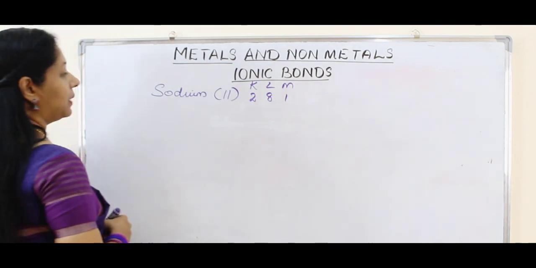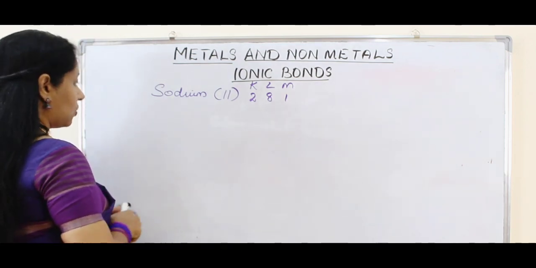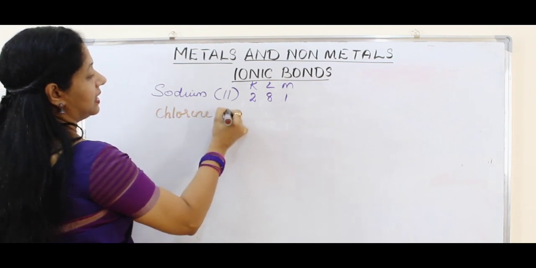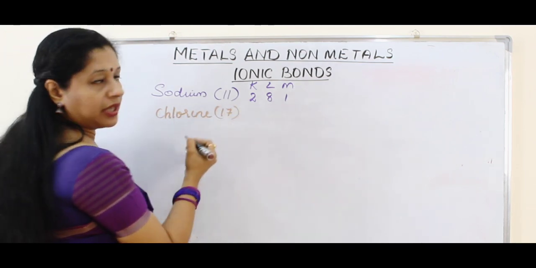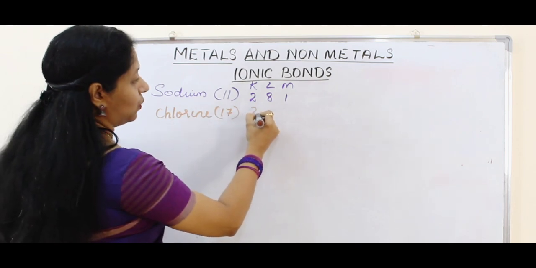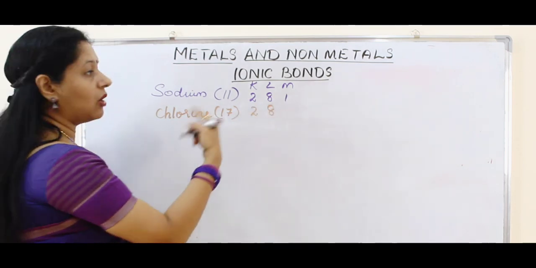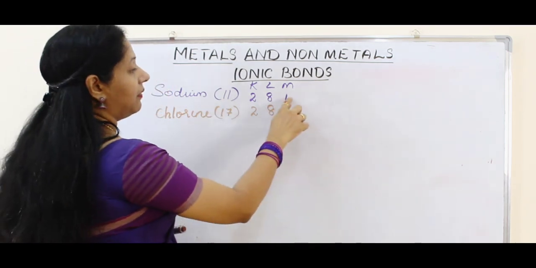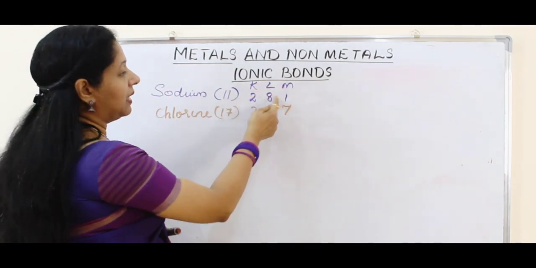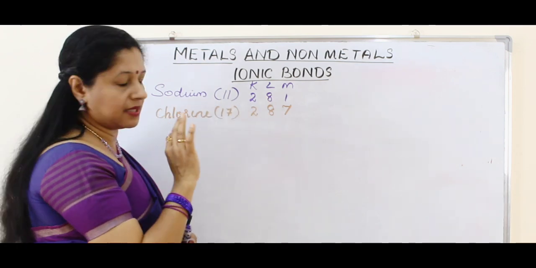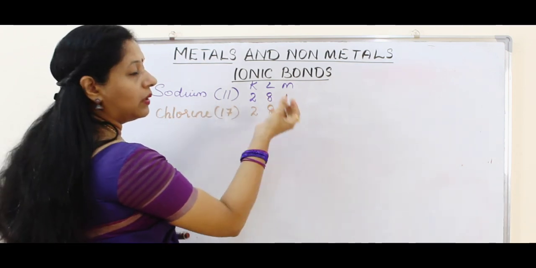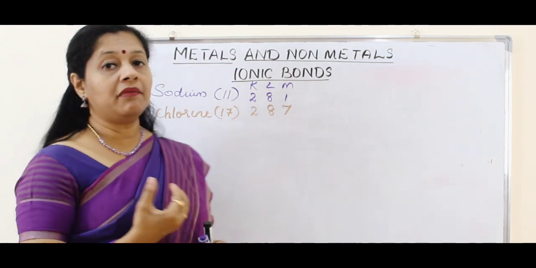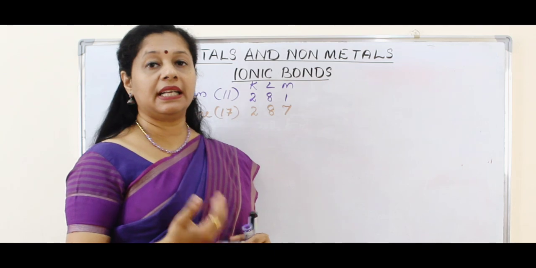In the same way, if you take chlorine, the atomic number is 17. So if you write the electronic configuration, the K shell will have 2, the L shell will have 8. Now how many are left in the M shell? 7. So here you can see that if sodium leaves this one electron, the previous shell will complete the octet, so it is satisfied. Whereas chlorine needs only one electron to satisfy its outermost shell. So chlorine will receive one electron, sodium will give one electron.